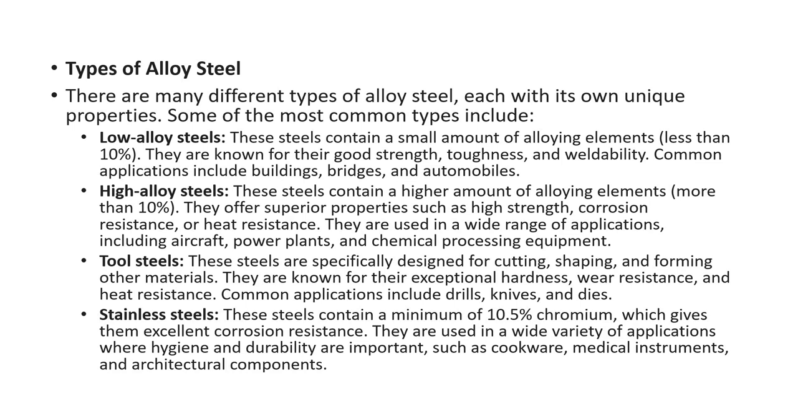The name itself implies that the alloying element percentage is less in a low alloy steel. These steels contain a small amount of alloying elements, less than 10%. The alloying elements are like manganese, sulfur, chromium, silicon, vanadium, molybdenum. If the total percentage of alloying elements is less than 10%, then it is called a low alloy steel.